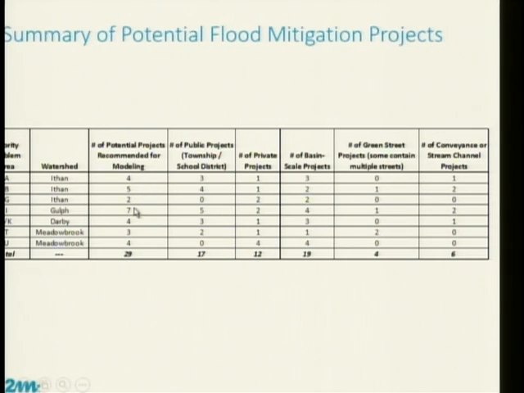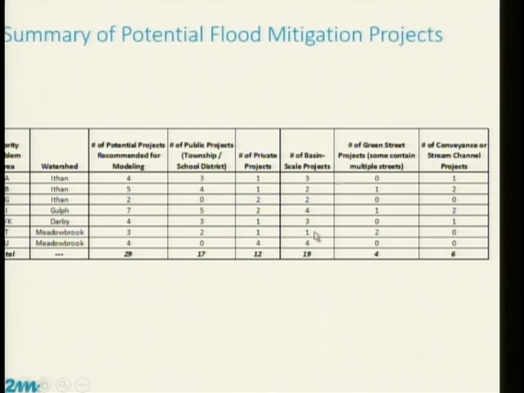So really, this is just how it breaks down. Just going right to the totals, 29 projects, 17 of them are public, township or school district owned. 12 of them are on private lands, and some of those private projects would include areas of residential BMPs. So there's multiple sites within that one project, if you will.